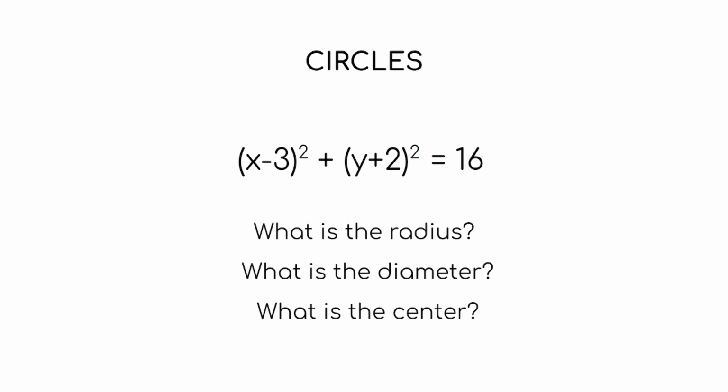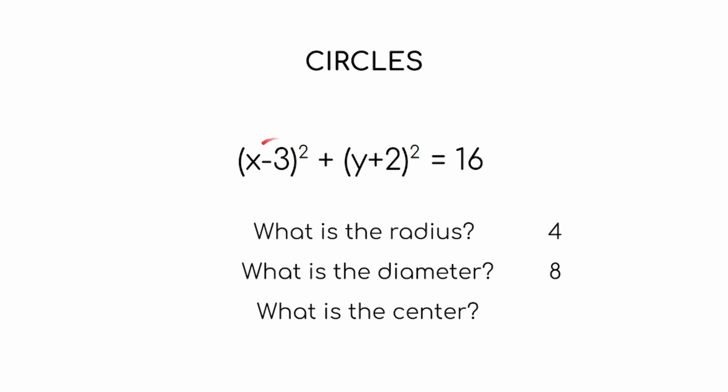Here's our first example, and first, to find the radius, we know that 16 is r squared, so to find the radius, we have to take the square root of 16, which is 4. And then to find our diameter, we know that our diameter is 2 times our radius, so 2 times 4 is 8.